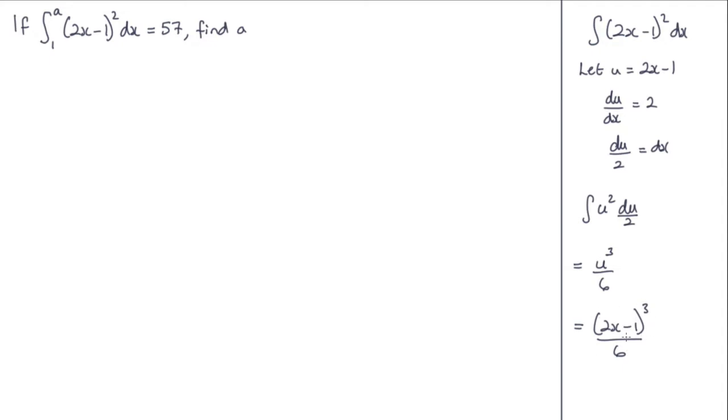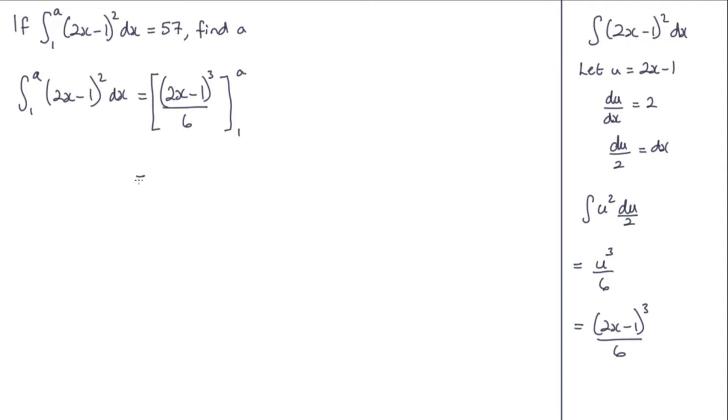Now putting this back into the original integral, what I have is the integral between 1 and a of (2x minus 1) squared with respect to x is equal to this over here. So it's (2x minus 1) cubed over 6, between those limits of 1 and a.